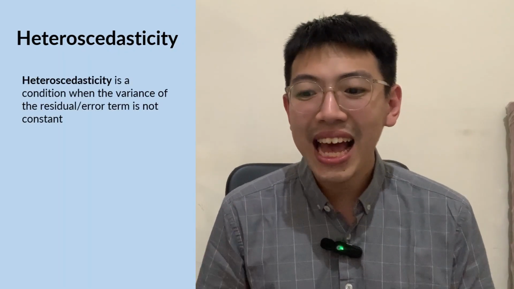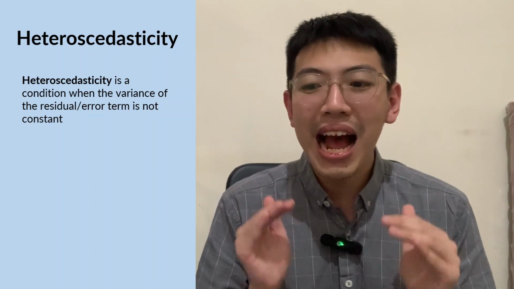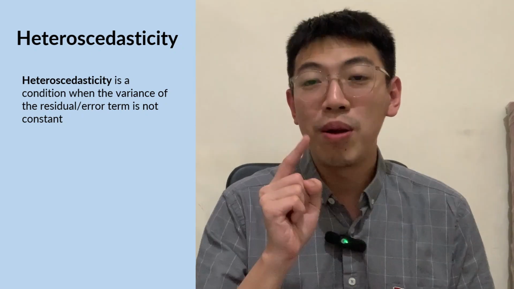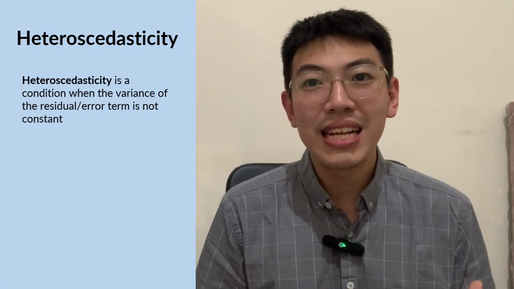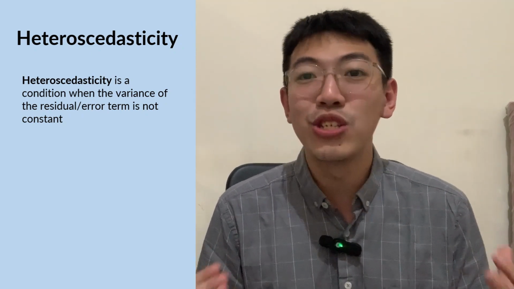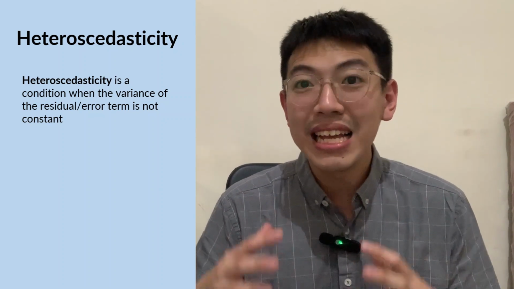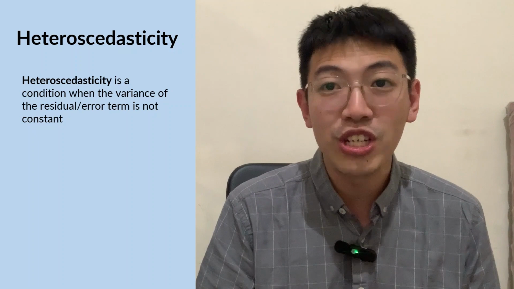Now, what is classical assumption test? Classical assumption test is a diagnostic test used in the regression analysis to assess whether underlying assumptions of regression are met. One more time, classical assumption test is a diagnostic test used in the regression analysis to assess whether underlying assumptions of regression are met.